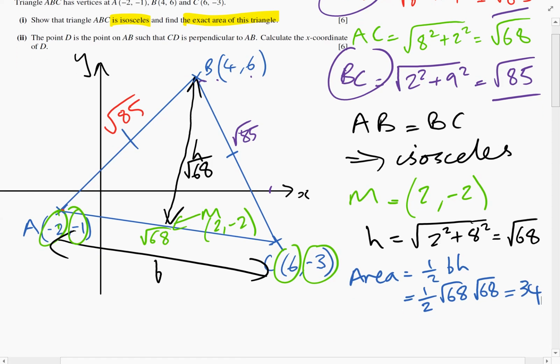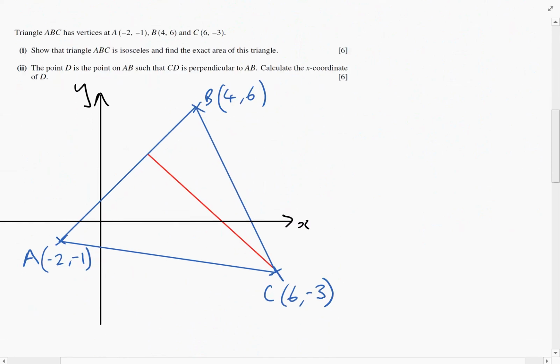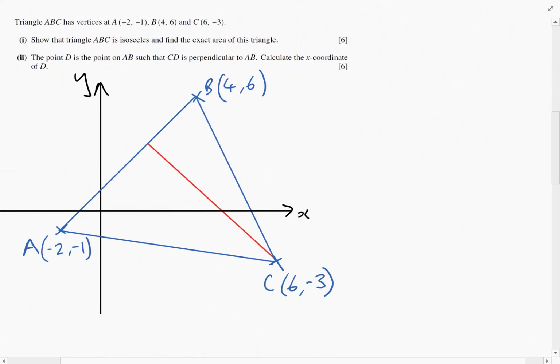Let's do part 2 now. So part 2, the question says we've got to find the point D, or the x coordinate of the point D. Now D is a point on AB such that the line C to D is perpendicular to A to B. That's why I've drawn this red line on here, because the question is just saying when we draw a line from C to A to B, where would D be in order for it to be perpendicular?